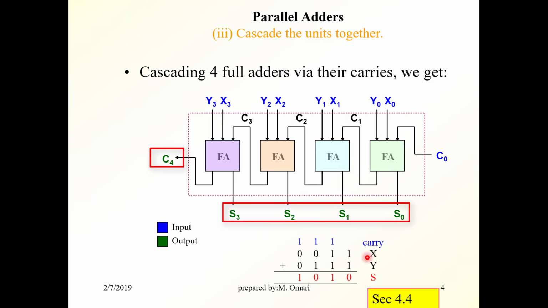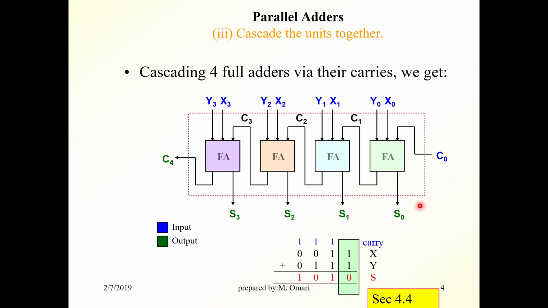If X was 0, 0, 1, 1, and Y had a value 0, 1, 1, 1, and we put the inputs here, and C0 was equal to 0, then the addition will be taken this way. This full adder will do this addition with this being 0, and this full adder will do this one, and this full adder will do this, and the last full adder will do this, and we will get at the output 0, 1, 0, 1, and the final carry of 0.